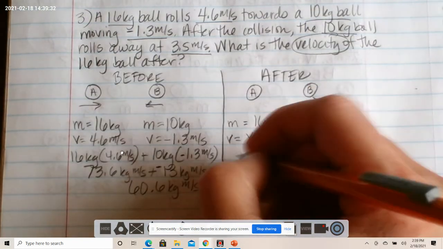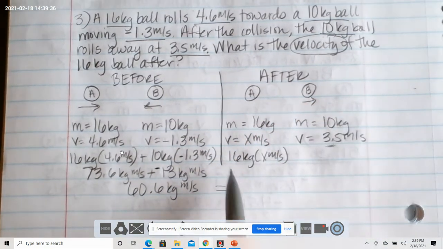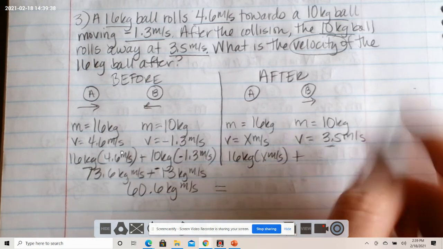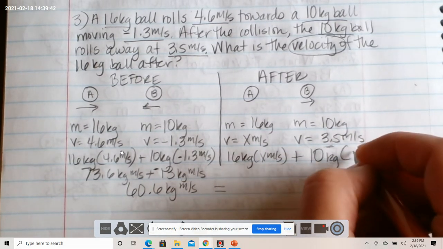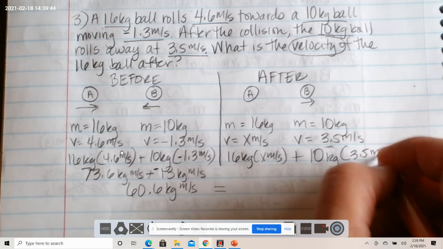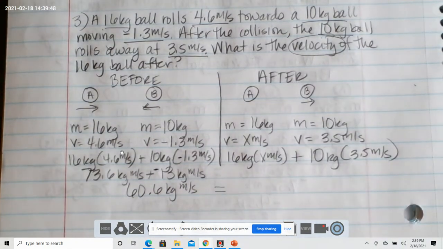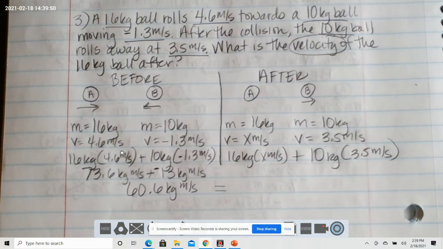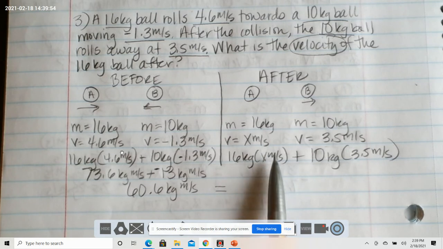So 16 kilograms times x meters per second plus 10 kilograms times 3.5 meters per second. I'm going to erase that underlining I had so nobody gets confused with that being a negative. So we already know that this was a positive velocity. We're going to solve for x to find out what velocity that's going to be.